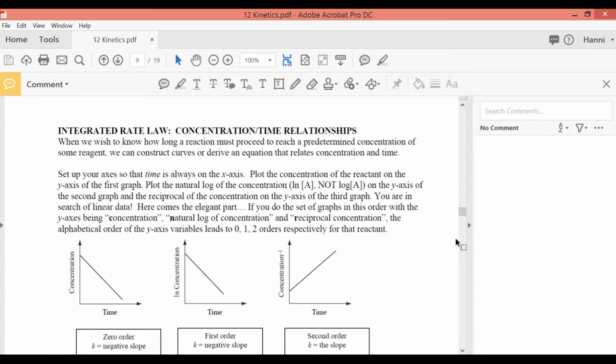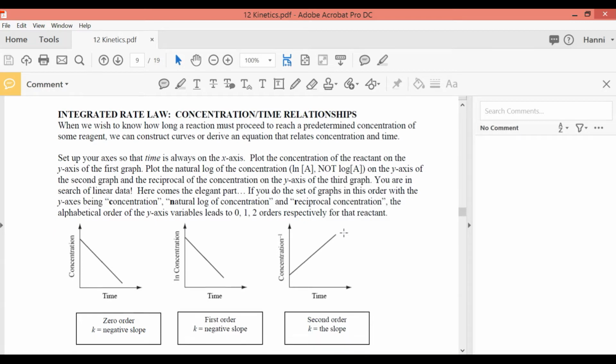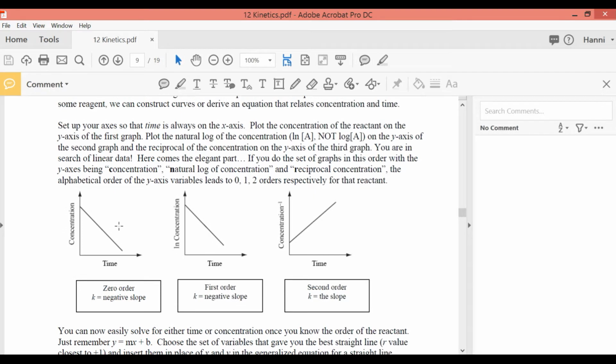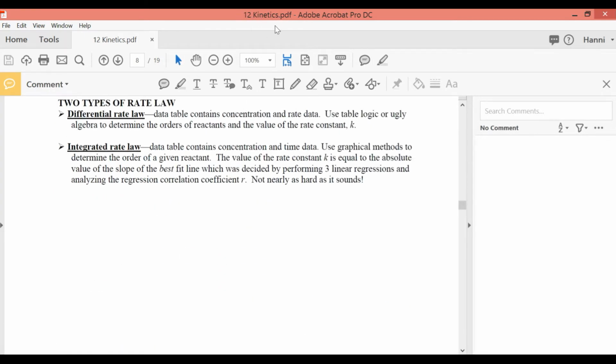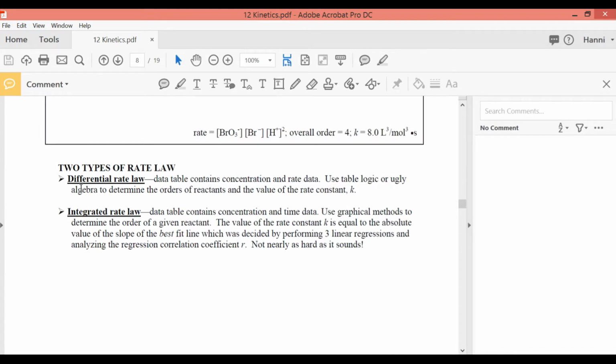So we've talked about rate expressions, we've talked about the differential rate law, but now we're going to talk about the integrated rate law. So the integrated rate law deals with graphing, right? So if you scroll up, this is your kinetics PDF that I sent to you, right? That kind of gives an overview of the entire chapter, of the entire unit.